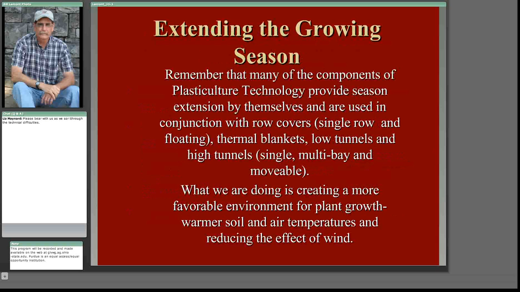Extend the growing season. Remember, many of the components of plasticulture provide season extension by themselves and are used in conjunction with row covers, single row and floating thermal blankets, low tunnels, high tunnels, single and multi bay, and now we've got movable tunnels. So a lot of things going on. What we're doing is creating a more favorable environment for plant growth, with warmer soil and air temperatures, and reducing the effect of wind. That's important. So those are the things we're doing when we're extending the season.